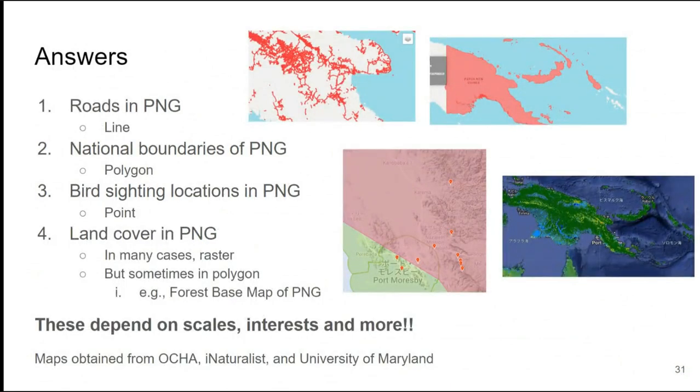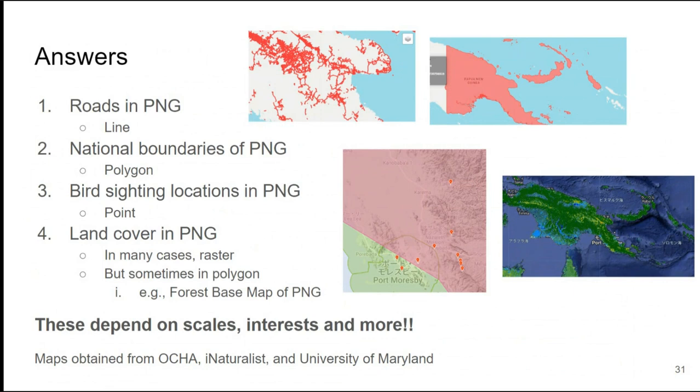Roads in PNG can be represented by lines because we generally care about how long the roads are. National boundaries are usually represented by polygons because a country always has an area. Bird sighting locations are usually represented by points because we don't usually care about the area that the bird occupies at a single time point. Land cover in PNG is usually represented by raster data. However, the base map in PNG is represented by vector.